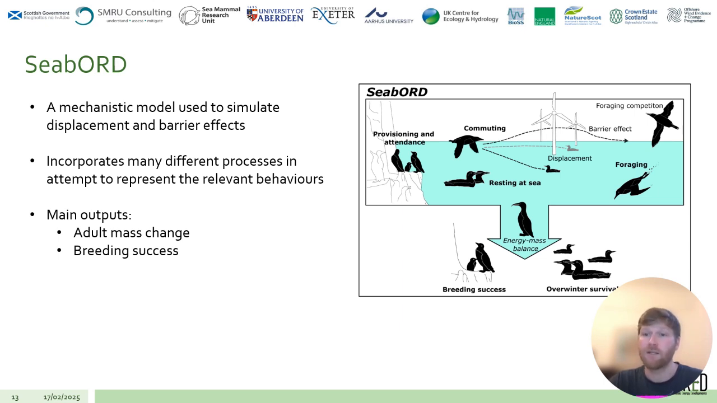Seaboard is a mechanistic individual-based model used to simulate displacement and barrier effects on 4 species of seabird around the UK. It incorporates many different processes, which can be seen in our conceptual diagram of the model here on the right, in an attempt to represent the many relevant behaviours required to predict population level effects resulting from a proposed offshore wind farm development. This results in the main outputs of adult mass change from which we can predict overwinter survival and breeding success.